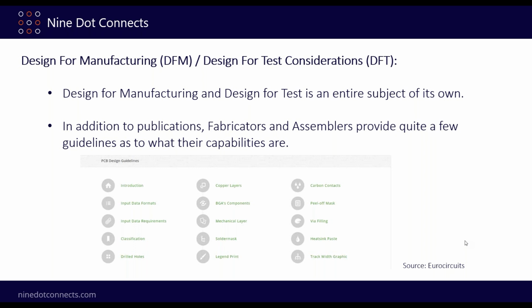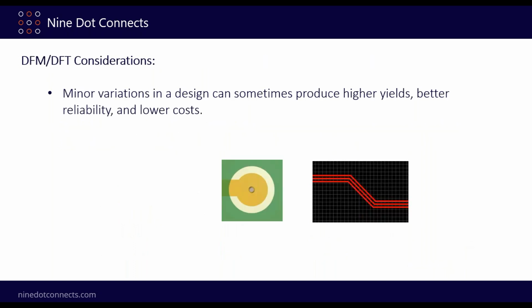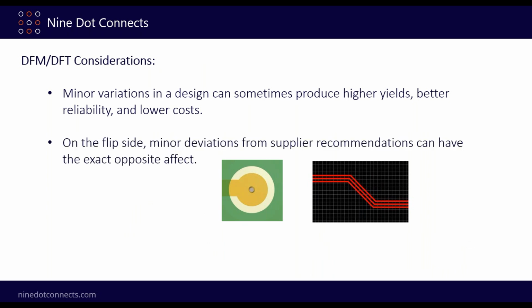Again, even before you start the schematic if possible, because it might drive certain decisions in your design. Minor variations in the design can sometimes produce higher yields, but on the flip side, minor deviations from supplier recommendations can have the exact opposite effect.